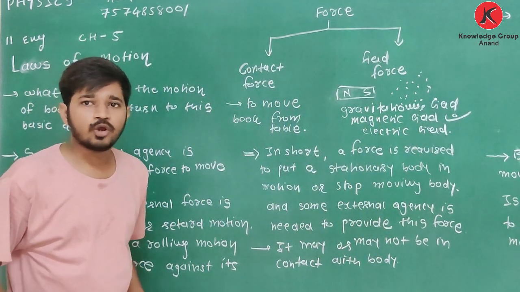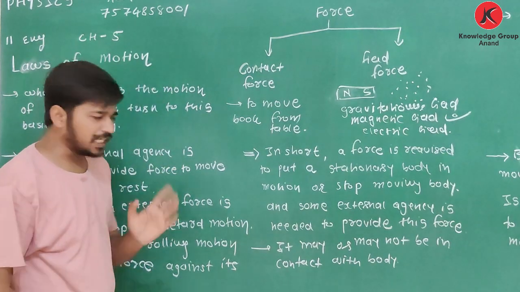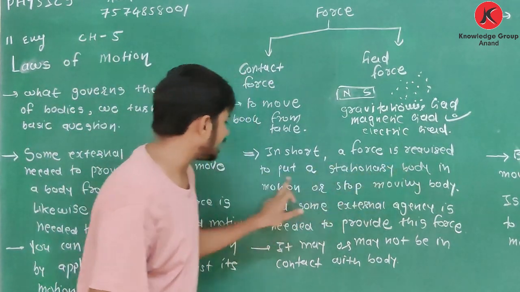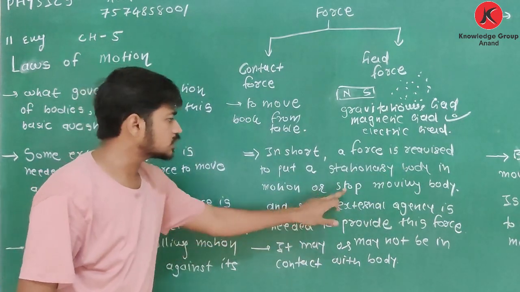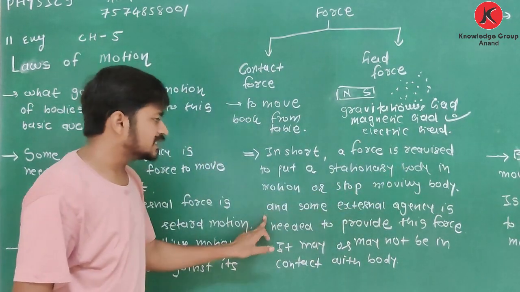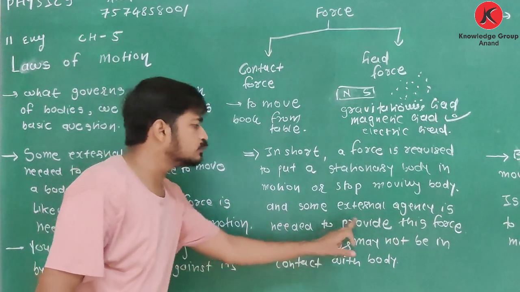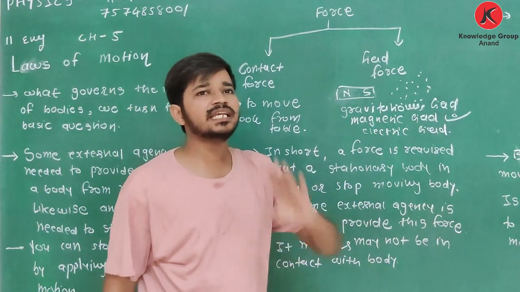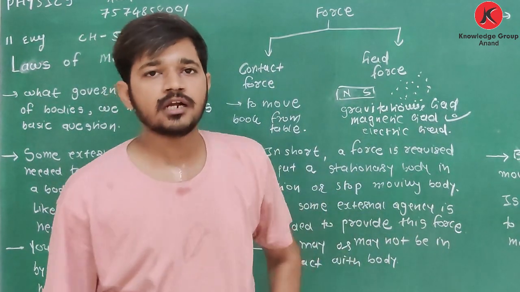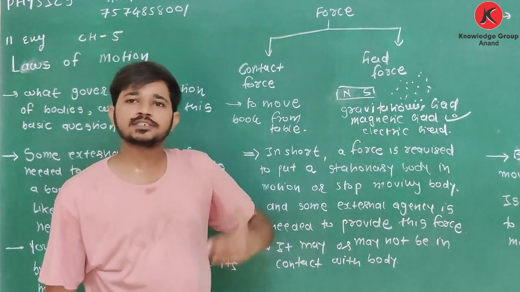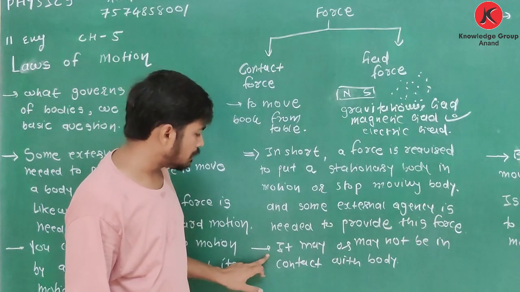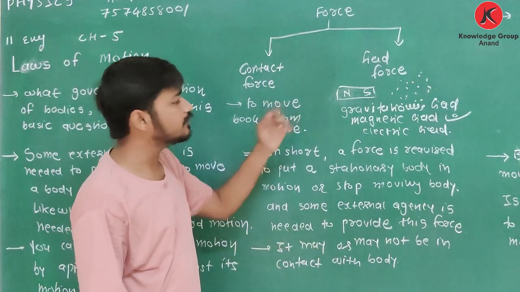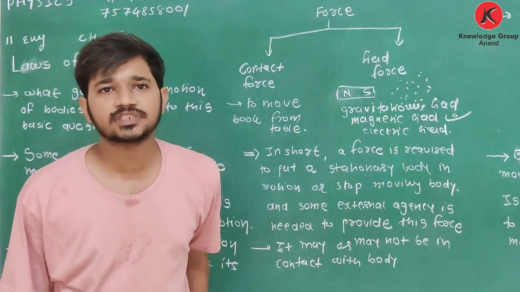Clear about this? Okay, so what is the conclusion? In short, a force is required to put a stationary body in motion or stop a moving body, and some external agency is needed to provide this force. A force is required to bring a body from rest to motion or from motion to rest. It may or may not be in contact with the body. Yes, we have discussed there are two types of forces.